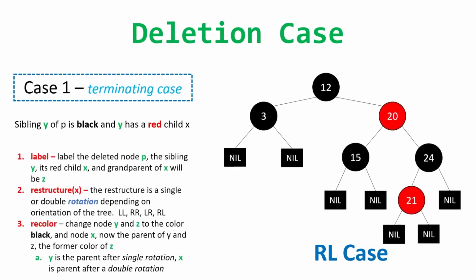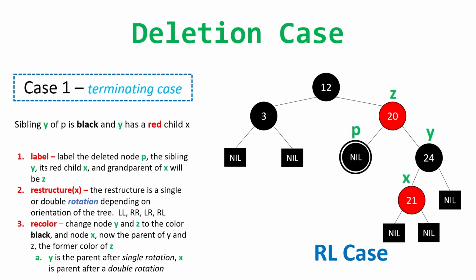And here is another example of a red-black tree, and I want to delete 15. Well, we delete it, we promote one of the null nodes, and now that is a double black node. We have to solve for that. Let's label first. That is the promoted node P. Its sibling is Y. Okay, then X is the child of Y, and Z is the parent of Y.